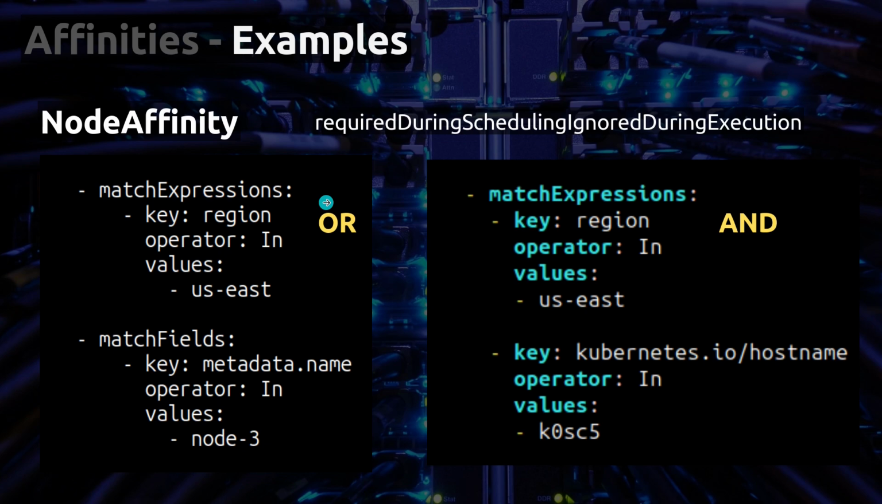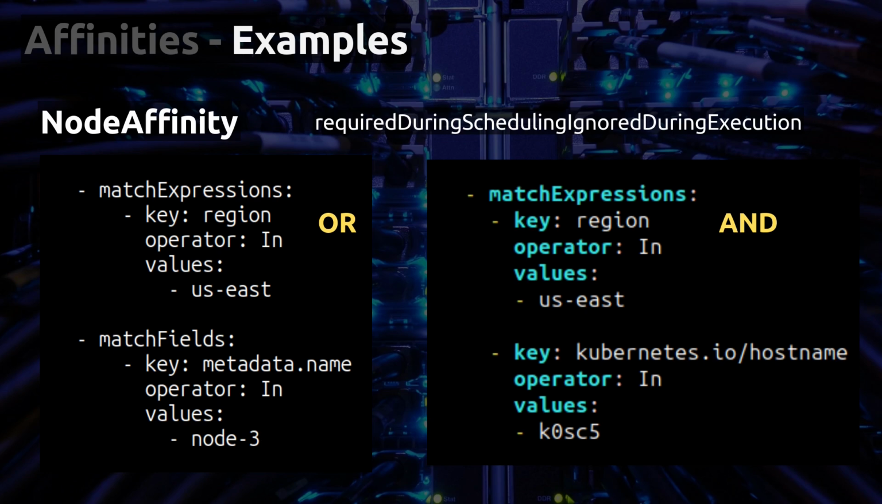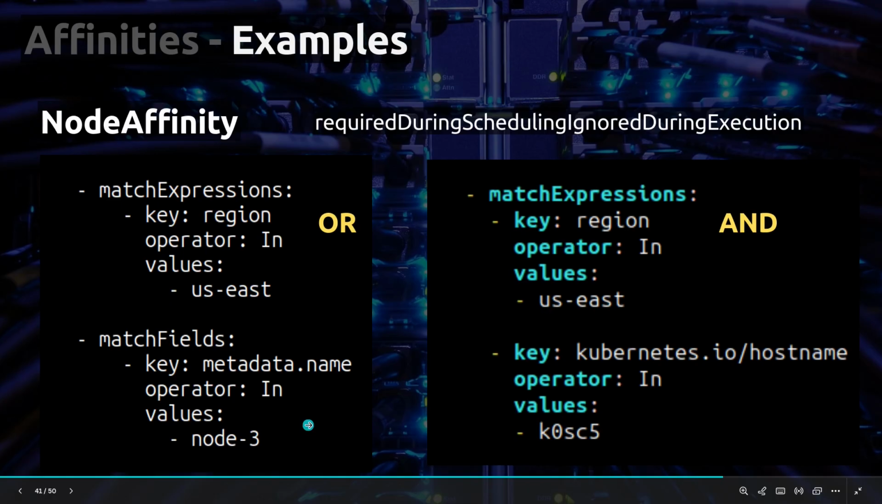You can combine match expressions with match fields like here. In this case, if we want to translate that, the node affinity will check, to deploy the pod, if the key region is in US East, or if the metadata name is in the list of node 3. Meaning we could deploy either inside the region US East or on node 3.